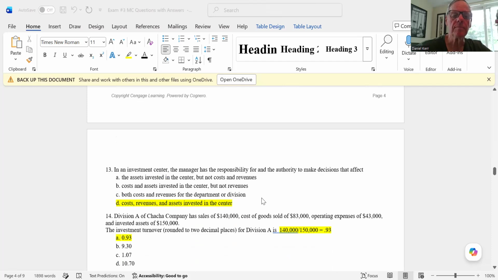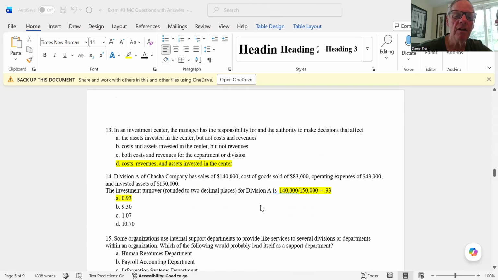Number 13. In an investment center, the manager has the authority to make decisions that affect cost, revenues, and the amount invested. So that's an investment center. Not only are you responsible for generating a profit, but you want to be able to compare that profit to the amount that's invested. So the answer there is D.